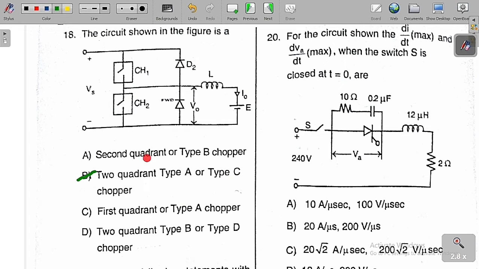So we have to find what is the type of this chopper. The options: option B is a two-quadrant type A or type C chopper. It's basically a two-quadrant chopper, either a type A or a type C chopper. So this is the correct solution of this question. So let's solve this numerical.